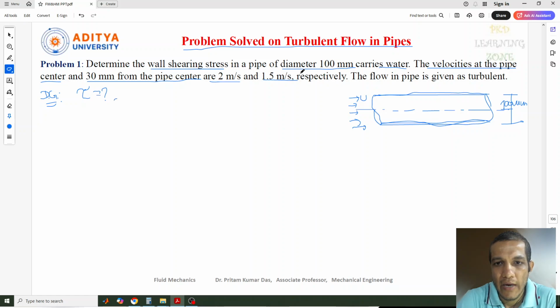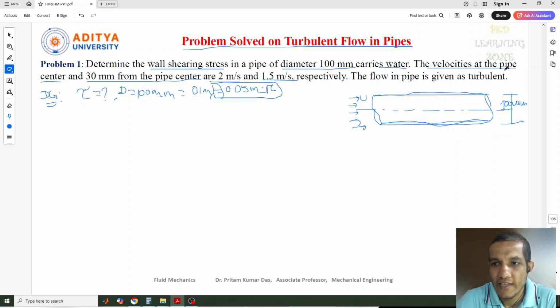Next, the pipe diameter d is given. This is 100 millimeter, which can be converted into meter, so that is 0.1 meter, and the radius can be written as 0.05 meter, that is equal to r. So the radius is 0.05 meter.